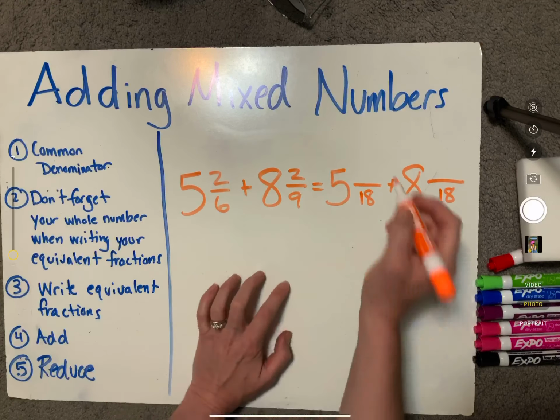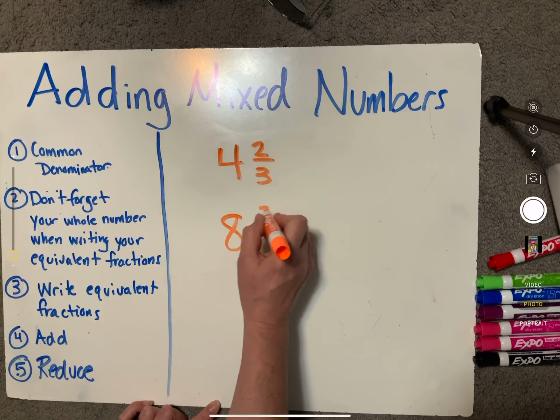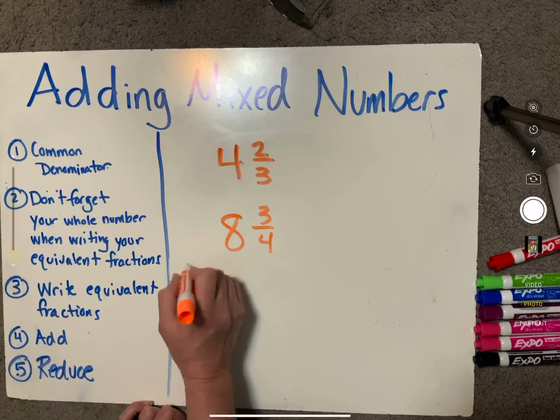Okay, let's try a couple more. Let's do this one vertically this time: 4 2/3 plus 8 3/4. So once again, we're going to make sure our whole numbers are put over here. And now we have to think about what our common denominator is. I've got 3 and 4. We're going to make it 12.